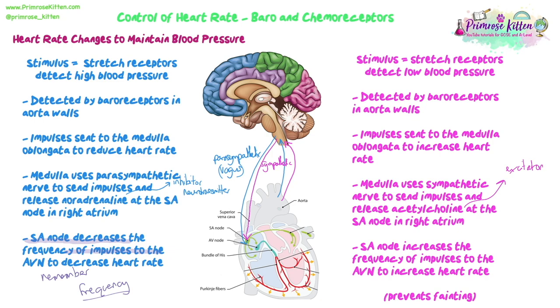Why is this important? Why is it useful? Well, it's useful because it's going to prevent things like fainting. So if your blood pressure suddenly drops, then you wouldn't be getting enough oxygen to your brain. And that's obviously a bad thing and can cause you to pass out or faint. And so in order to remedy this, we can increase our heart rate in order to try and prevent that from happening.